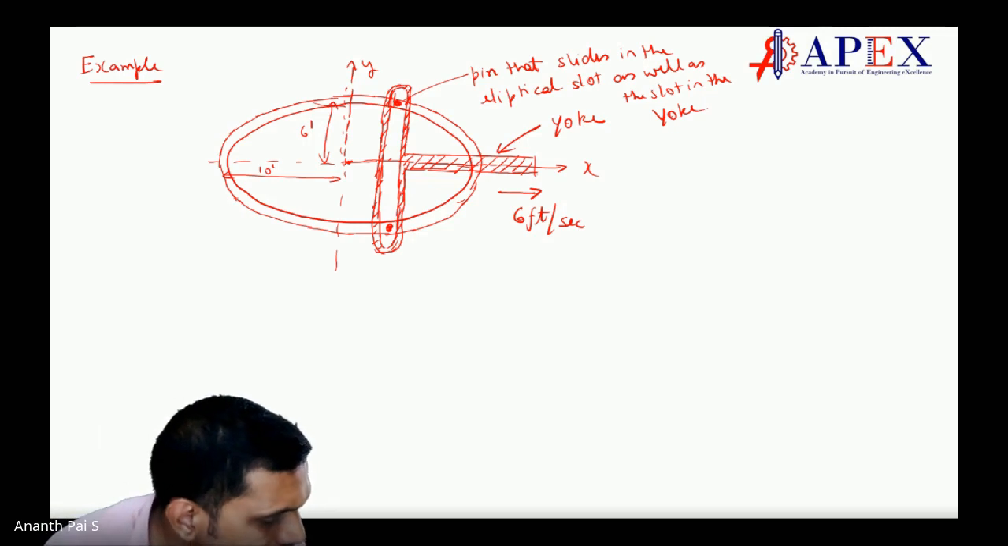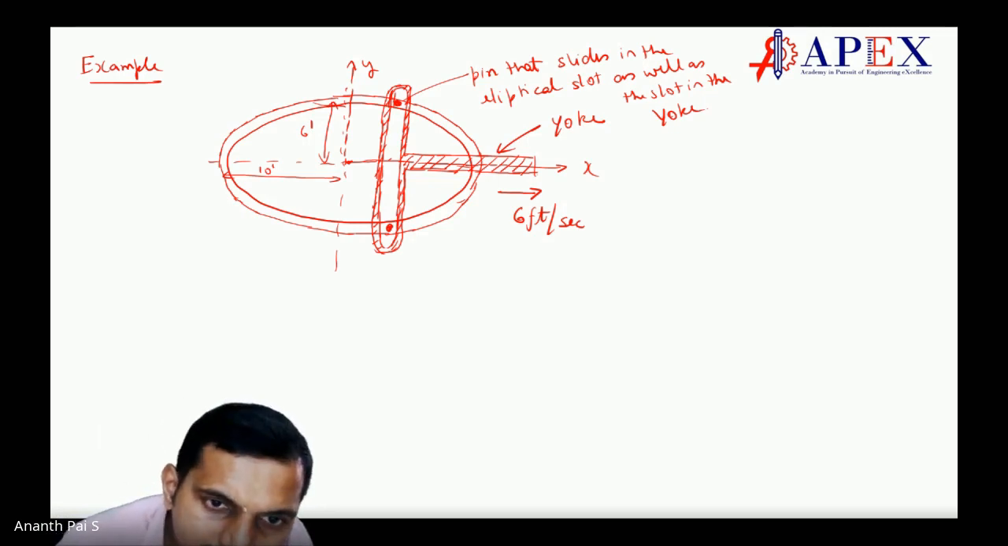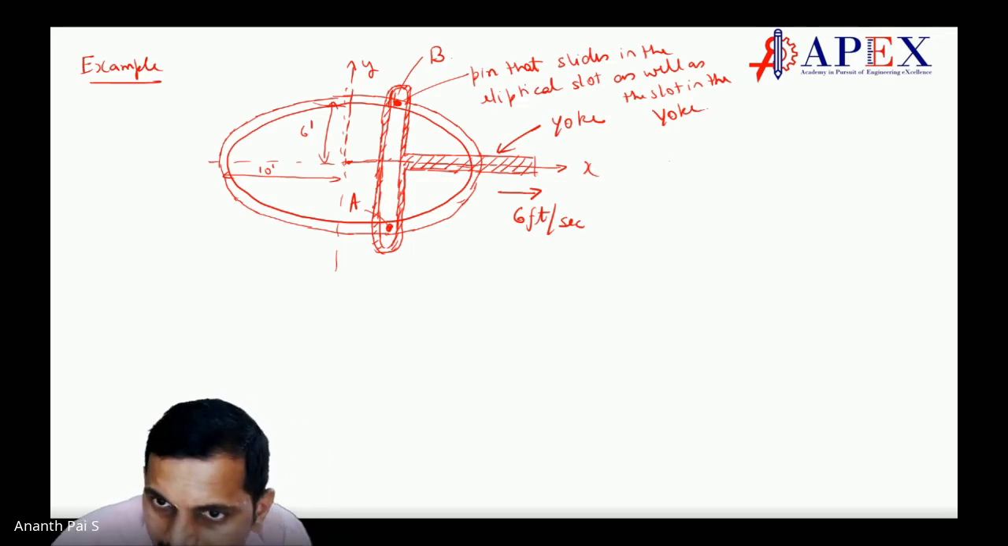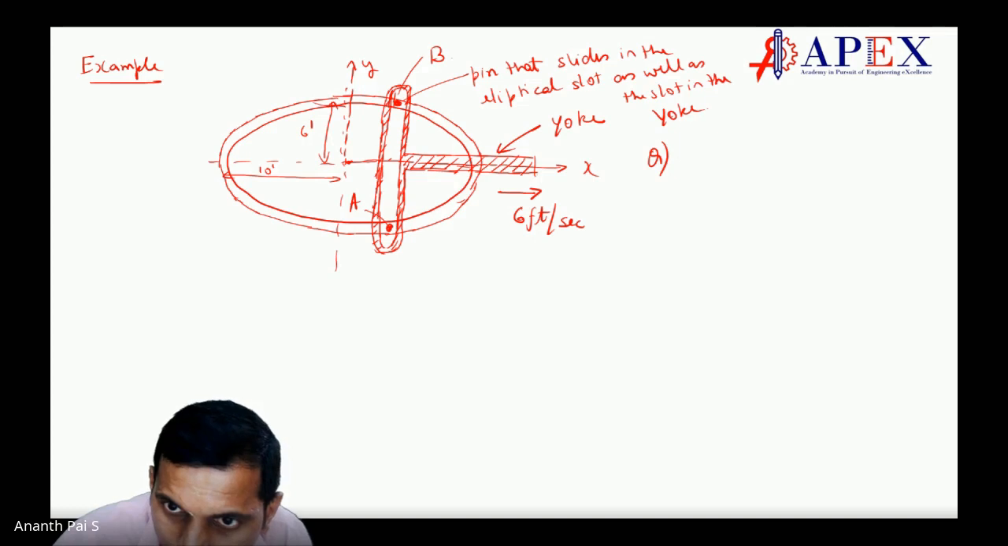Now the question is, there is a pin. This pin is pin A. This is the pin at A. This is the pin B. Now the questions are like this. Question 1, I'll write it like this.